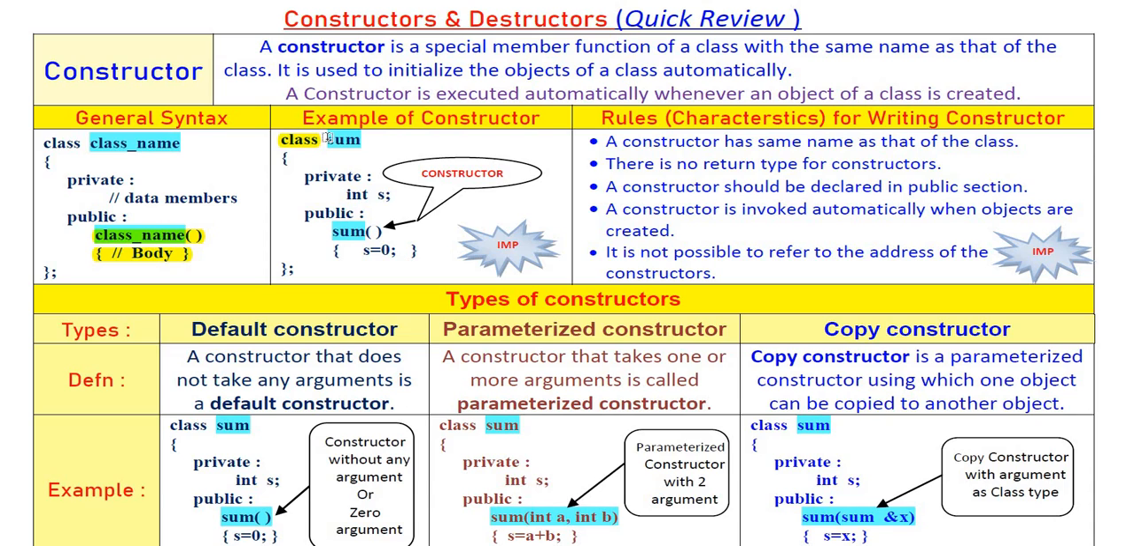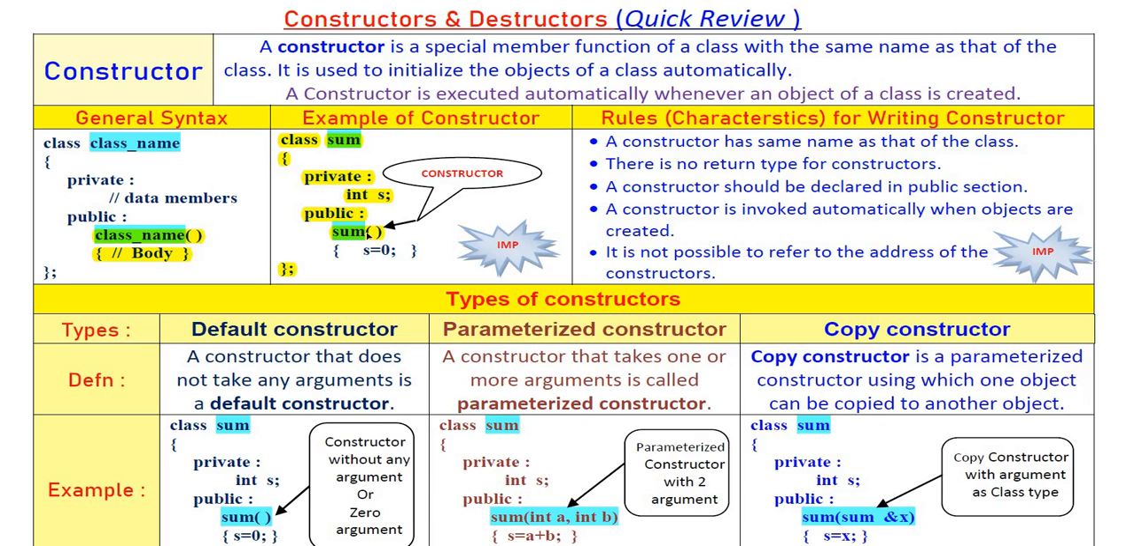So class keyword, then class name sum. Here for example we are taking sum as the class name. Then open flower bracket and closing flower bracket. Inside this flower bracket there is body of this class. So in private section, here we are declaring just one variable s, and in public section we are creating a function. So why it is a function? Because any name with opening and closing parenthesis. So if any name is attached with opening and closing parenthesis, then that will become a function. So this is a function.